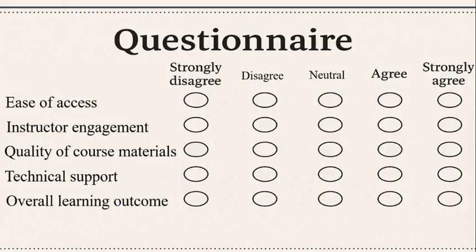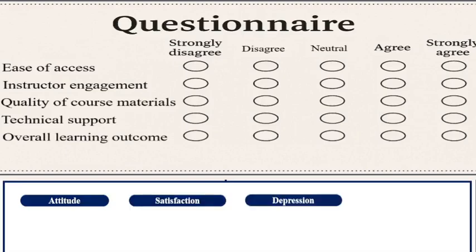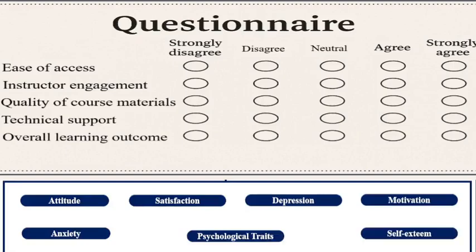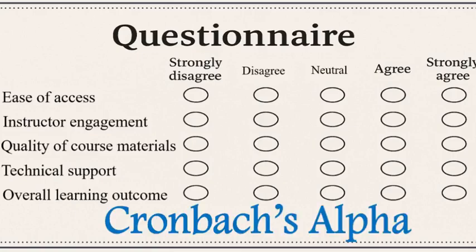Usually, questionnaires are designed to measure abstract concepts, which are also known as constructs, that cannot be observed or measured directly, such as attitude, satisfaction, depression, motivation, anxiety, psychological traits, or self-esteem. When these constructs are measured using multiple items on a Likert scale, it becomes essential to confirm that all items are working together cohesively. This is where Cronbach Alpha becomes valuable. It helps determine whether the items collectively reflect a consistent and reliable measurement of the construct.